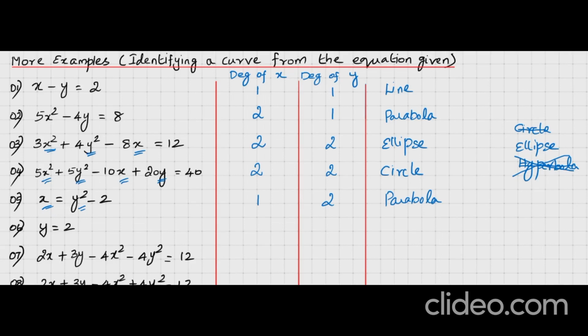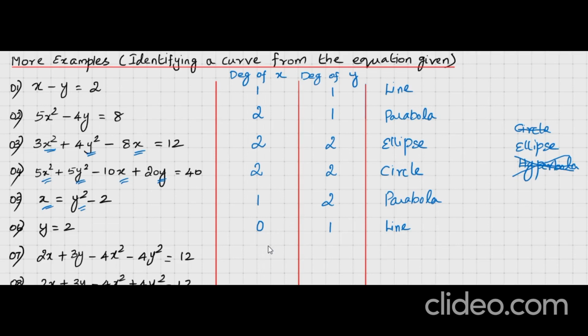Okay. Now come to the next one. Here there is no x variable term, so the degree of x will be 0 and the degree of y will be 1. See, the condition for a line is that the maximum power should be 1. Any variable can take the degree 0 also, it doesn't matter. If the maximum degree is equal to 1, it represents a line.